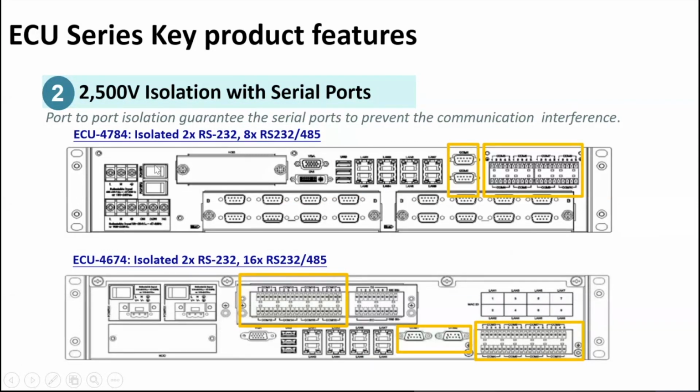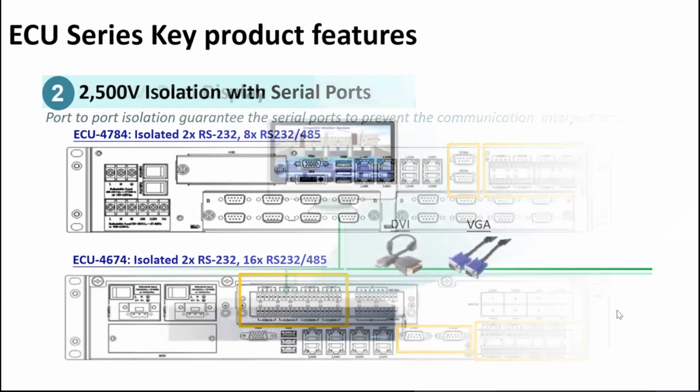As you can see, for ECU 4784, we have isolated 2 RS-232 ports and 8 RS-232 or 485 ports. As for ECU 4674, we got isolated 2 RS-232 ports and 16 RS-232 and/or 485 ports for this series.